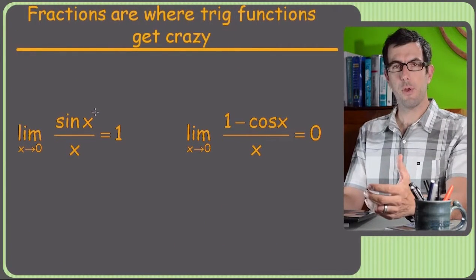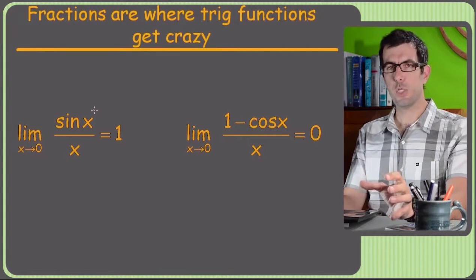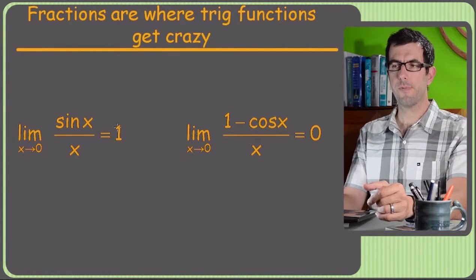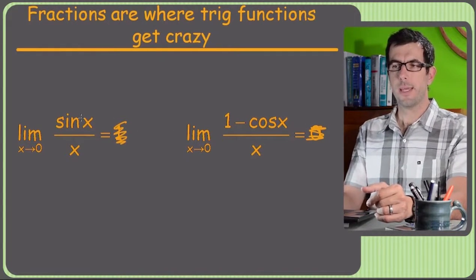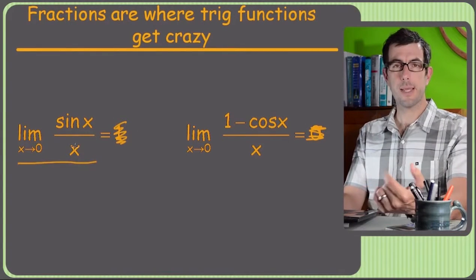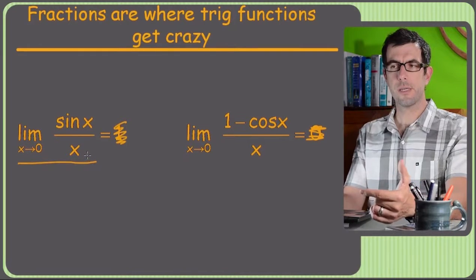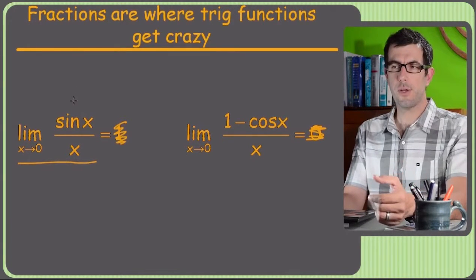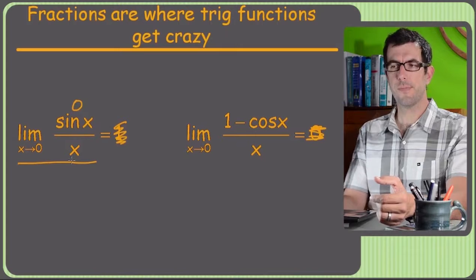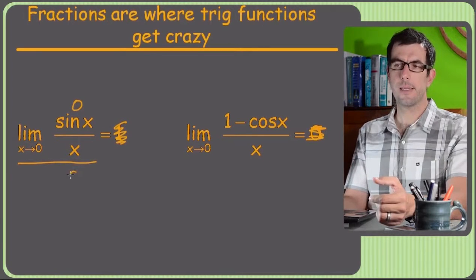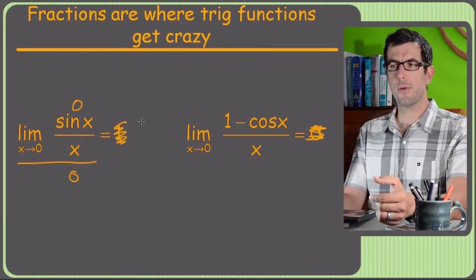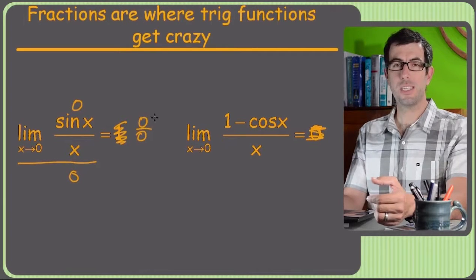The rest of the time, though, we're going to be looking at indeterminate situations. So, for example, forget it says 1 right there for a second, and forget this says 0. If someone just gave you this problem, limit as x approaches 0 of sine x over x, you're hosed, because if you know your unit circle at all, you know that sine of 0 is 0, and the denominator is obviously 0, so we got 0 over 0, which is indeterminate.